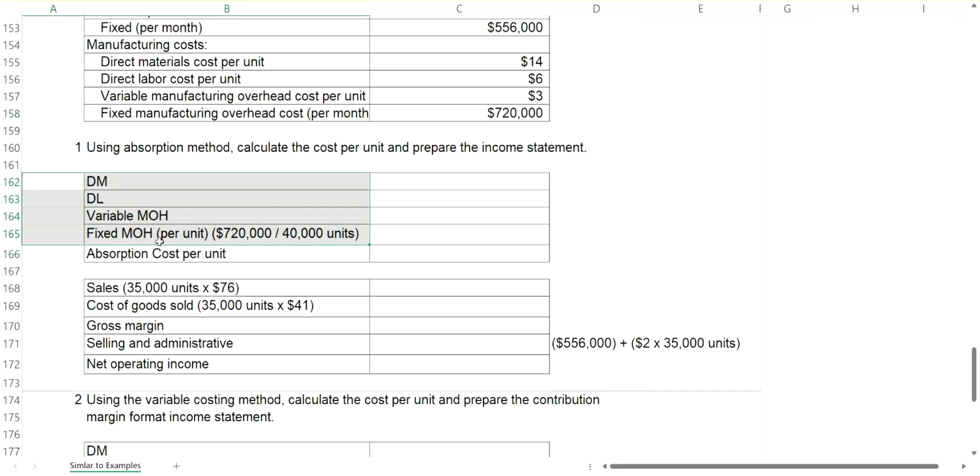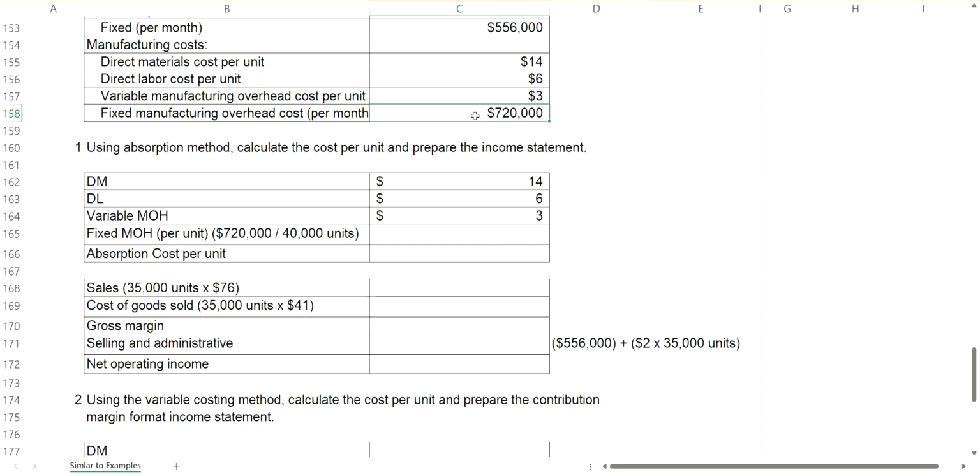As we discussed in a previous video, the cost per unit in the absorption income statement includes 4 items. Direct materials, which is given to you at 14, so I'll bring that down. Direct labor, which is given to you at 6, so I'll bring that down. Variable manufacturing overhead, which is given to you at 3. And it does include fixed manufacturing overhead, but we want to get that per unit.